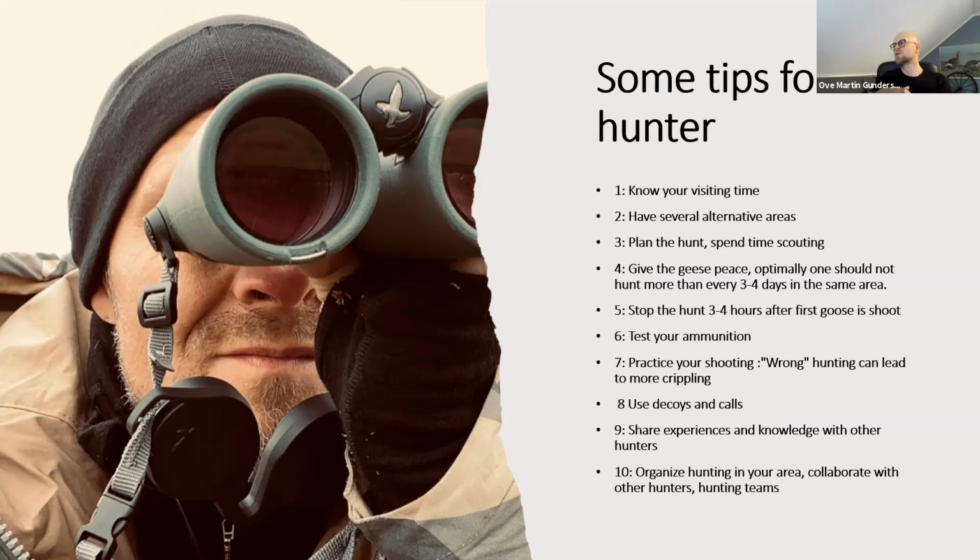What we see, if you hunt very much on those geese, is that they get very skeptical and they tend to circle. Many hunters then would be a bit frustrated, and they pop up when they think the birds are in range and shoot anyway. As I told earlier, you should test your ammunition and practice your shooting. Wrong hunting will lead to crippling, and you should use decoys and calls when hunting geese with a shotgun.